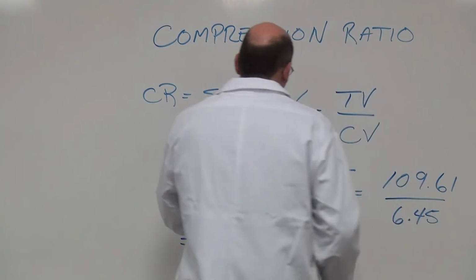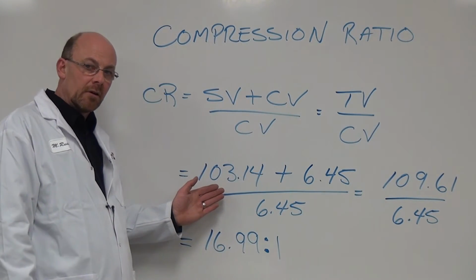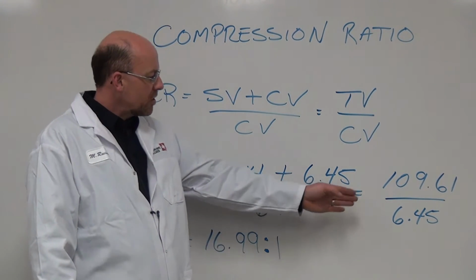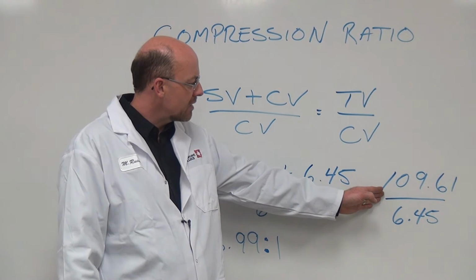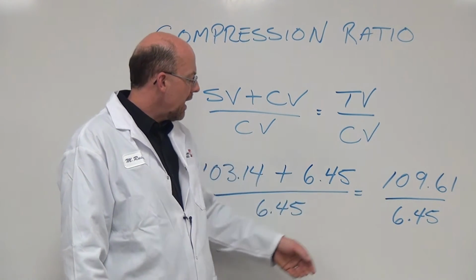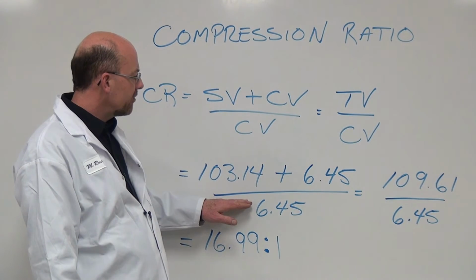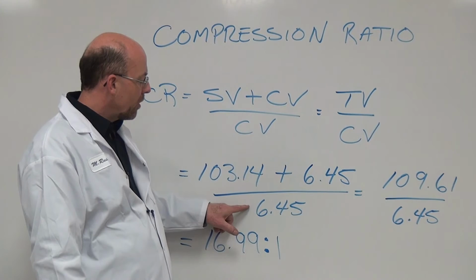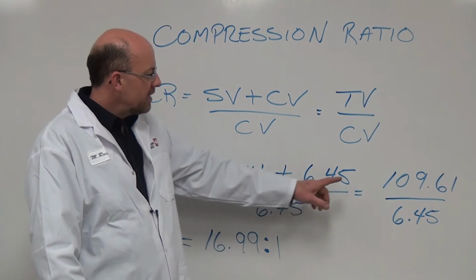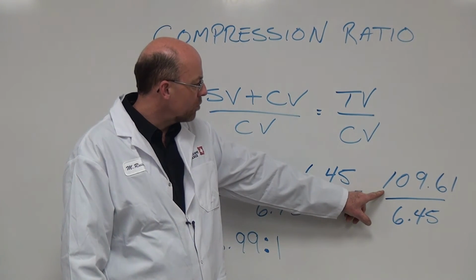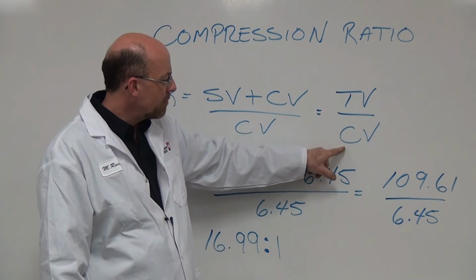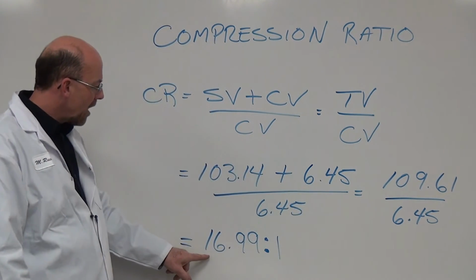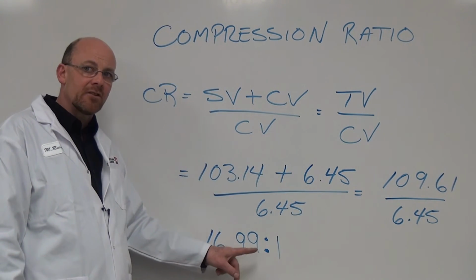In most cases, we're going to have numbers like this, which is our swept volume plus our clearance volume, which now I have calculated out to as 109.61. And again, we divide that by our available clearance above the piston, which is 6.45 cubic inches. So if we take our 109.61, which is our total volume, divide it by our clearance volume, total volume divided by clearance volume, gives us a value of 16.99 to 1.